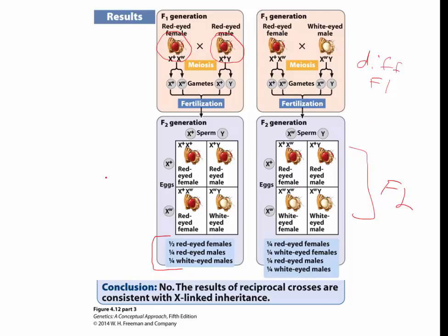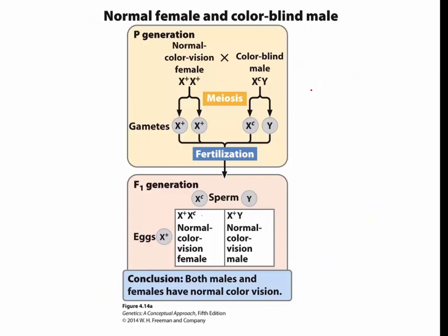So because the reciprocal crosses give different results, that means it's consistent with X-linked inheritance. This is looking at a colorblind male crossed to a normal female, and I would draw this like this: normal female, colorblind male, and the types of gametes we can get.